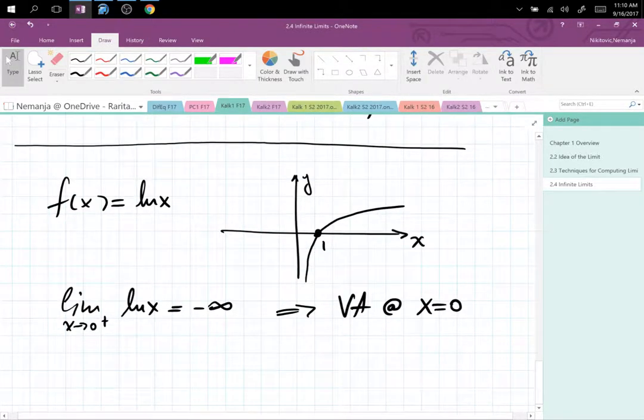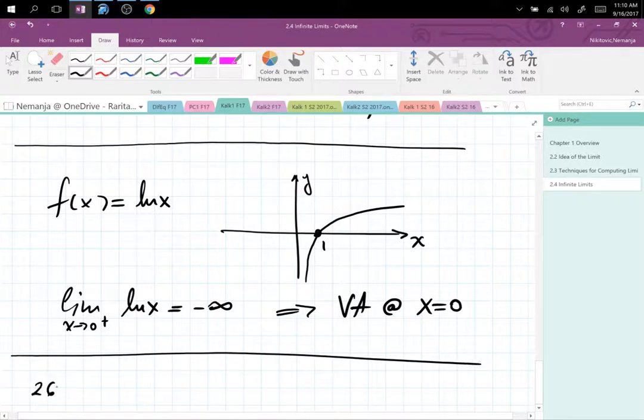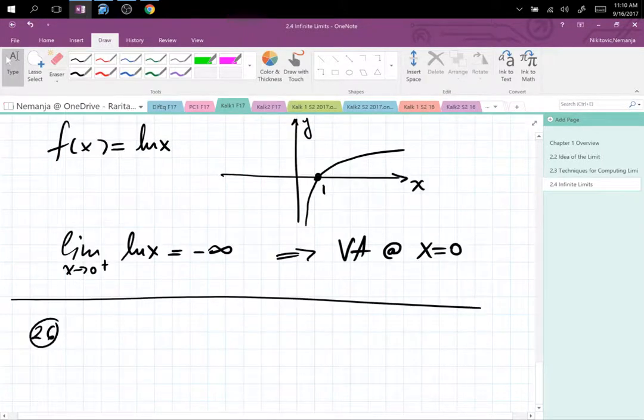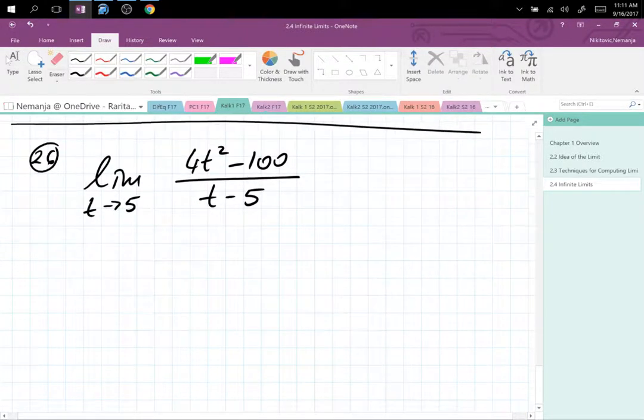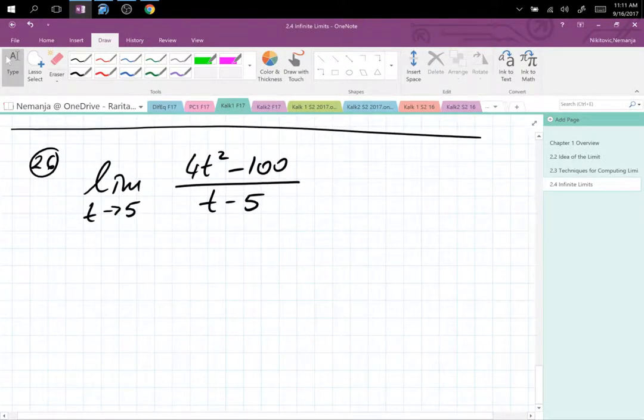All right. Let's see what they have here. They say problem 26 looks awesome. I know you're going to love this. Leave your thank you notes in my mailbox. Limit as t goes to 5 of 4t squared minus 100 divided by t minus 5. Have fun.